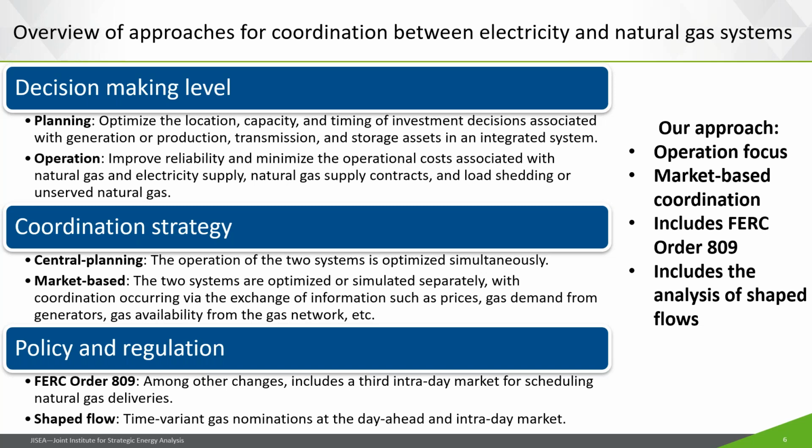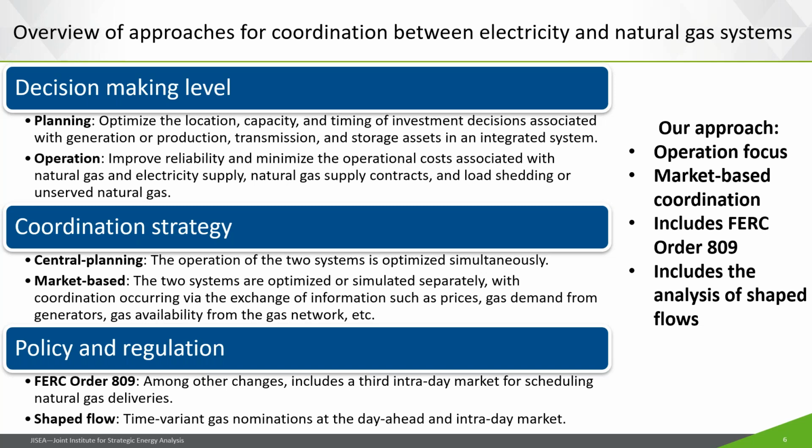There are also choices that you can make in terms of coordination strategy. One idea that has appeared quite a bit in the academic literature is central planning, being able to operate the two systems simultaneously in an optimized fashion. However, that's not how the systems in the United States actually work. Generally, these are owned by a minimum of two different companies, and in many places in the US, many more than that. And so it's usually more of a market-based system in which each of the two systems, the natural gas system and the power system, optimize for themselves, and sometimes they share a bit of information across that boundary. So we've taken this market-based approach at the operational level.